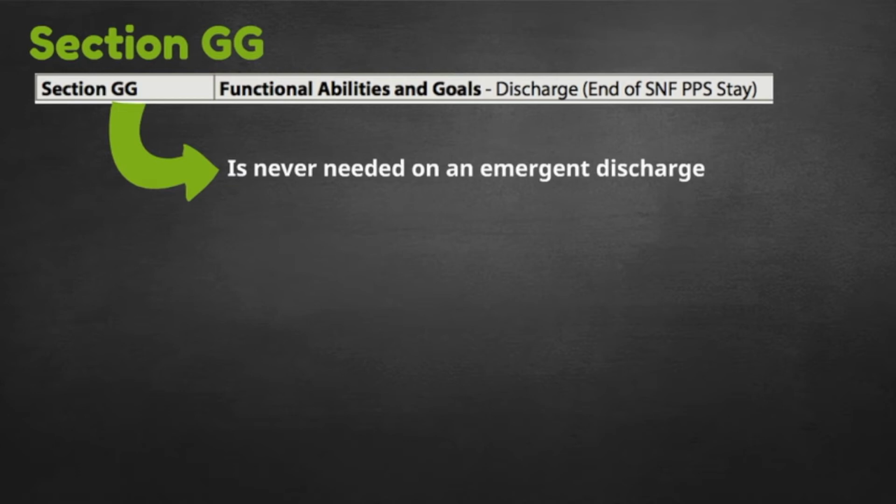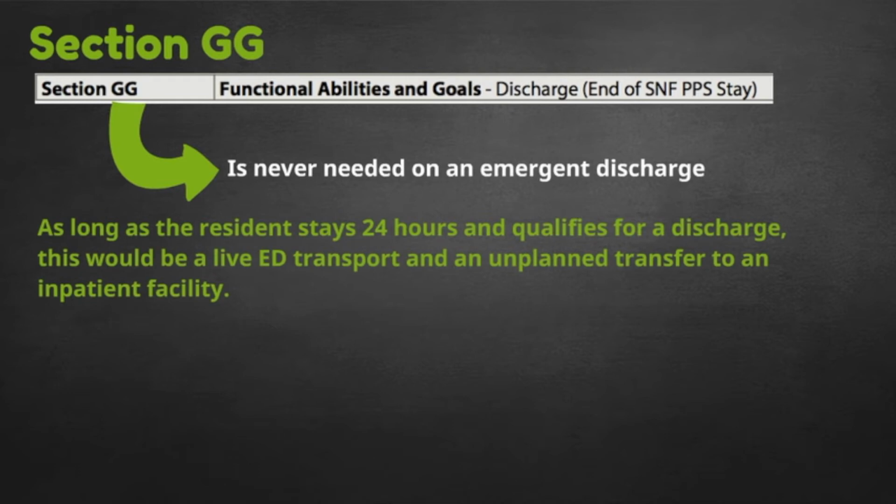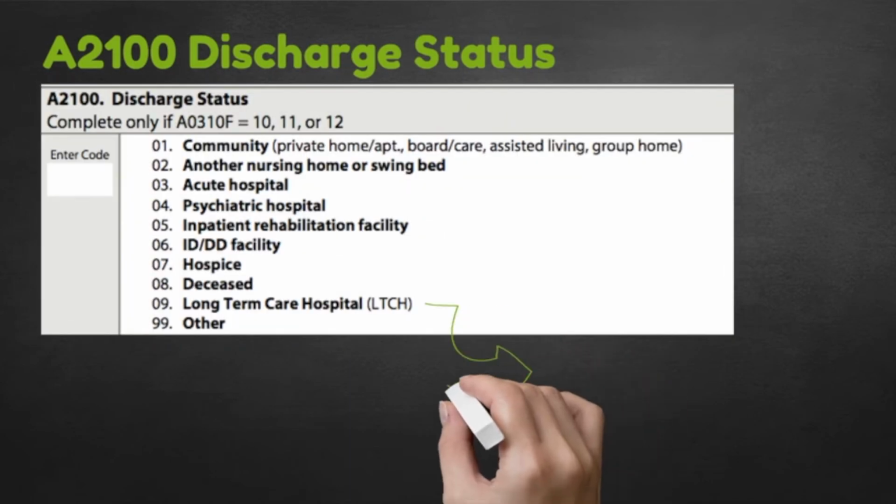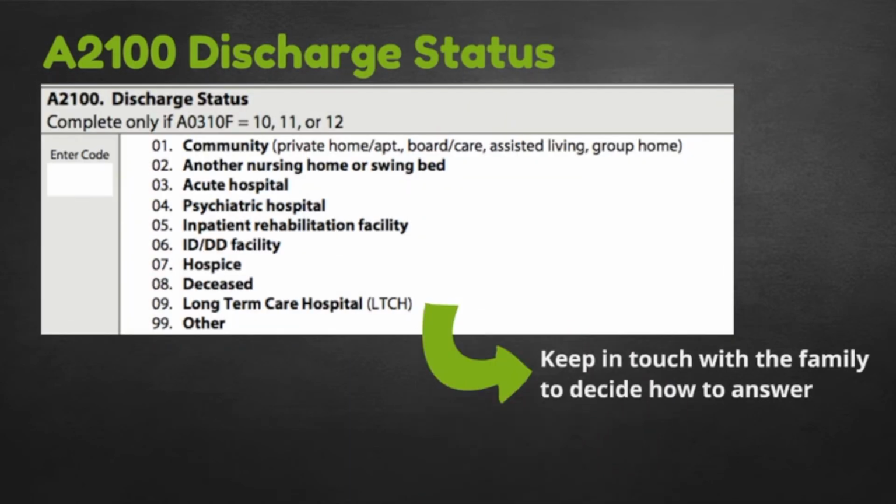This is true even if you were preparing to do the discharge anyway, but it just so happened that the ambulance was called. Even if you had a knockout and you knew what the resident's discharge plans were, as long as the resident stays 24 hours and qualifies for a discharge in the first place, this would be a live emergency room transport and an unplanned transfer to an inpatient facility. Keep in touch with the family to decide how to answer A2100 discharge status.